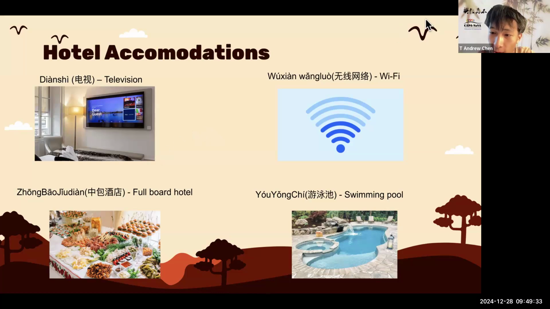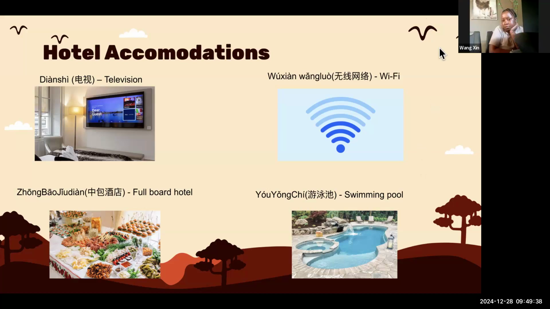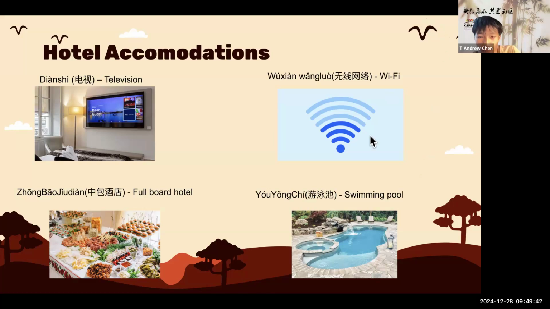Swimming pool is 游泳池. Okay, great. Very good. So for example, while you're walking with the tourists and you walk past a swimming pool, we can use the 这是 from before. This is, and then 游泳池. This is a swimming pool. 这是游泳池.